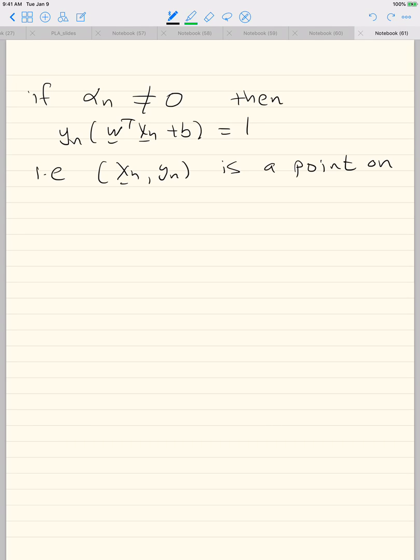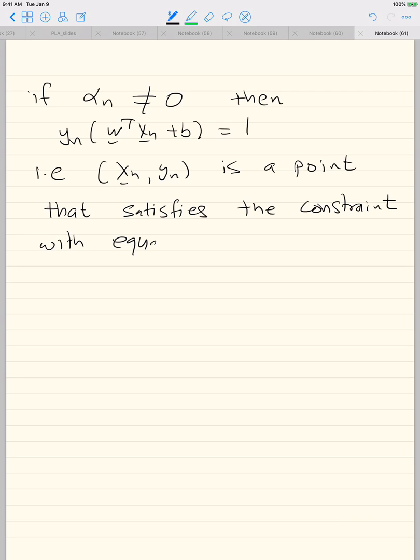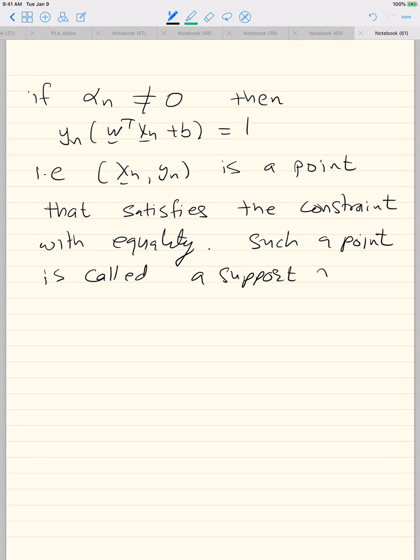that is, xn and yn is a point that satisfies the constraint with equality. Such a point is called a support vector.